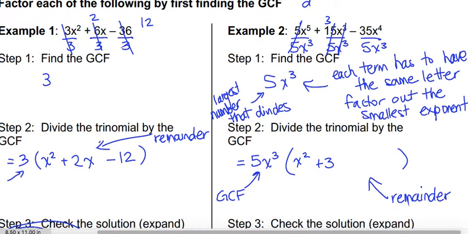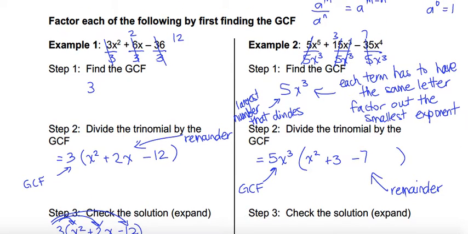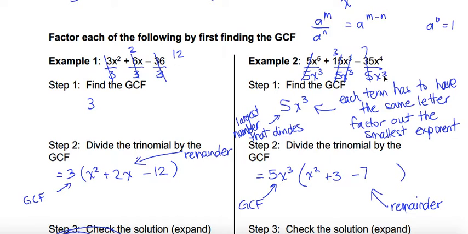And then our last term, negative 35 divided by 5 is negative 7. And then x to the power of 4 divided by x to the power of 3, or 4 take away 3, is going to be x, or x to the power of 1. You don't have to write that 1 there. So this would be my answer here. So 5 times x to the exponent 3, and then times x squared plus 3 minus 7x.